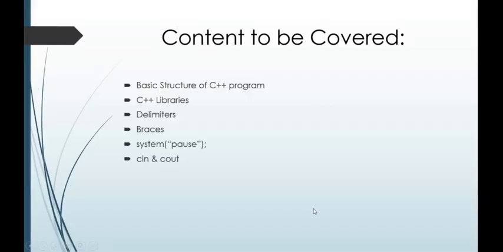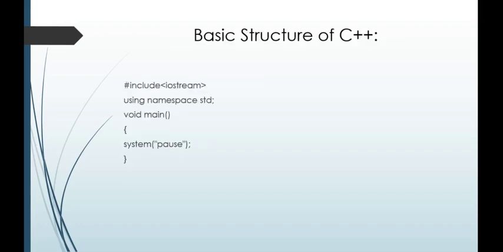So what's our today's content? We are going to talk about the basic structure of C++ program. Then we are going to talk about C++ libraries. After that, we are going to talk about the delimiters, braces, system pause command, and cin and cout statement. So there is a basic structure of C++ program.